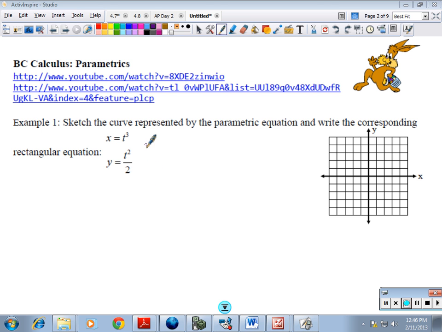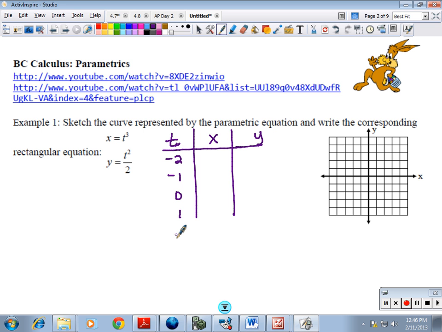So what we're going to do first is we're going to make a little T, X, Y chart. And I'm just going to pick some numbers. I picked these. Okay.